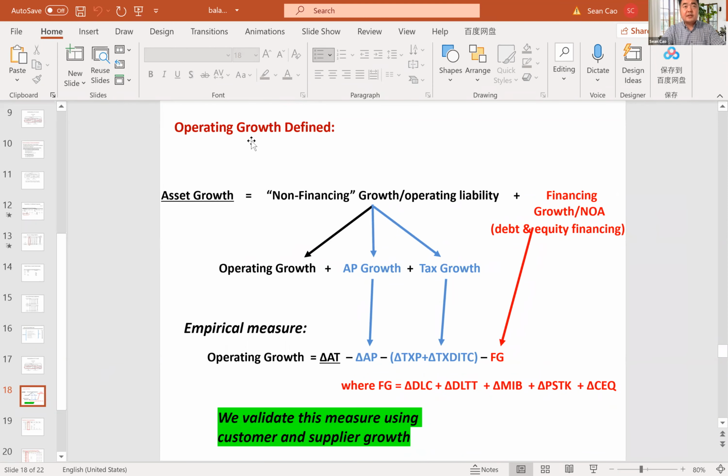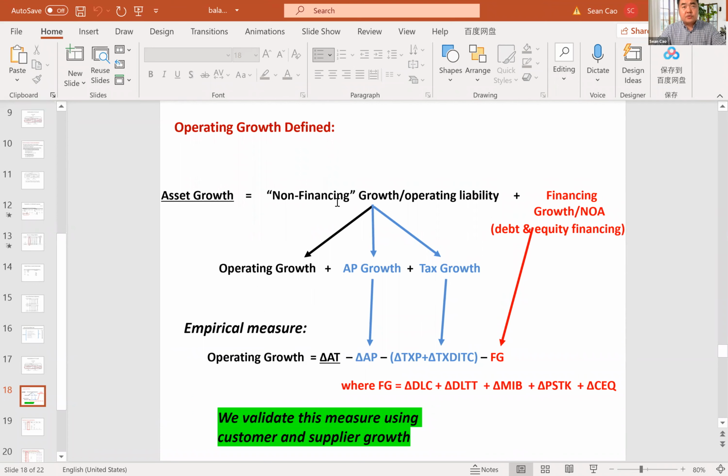So operating growth is basically asset growth financed by vendors and suppliers. That's the same thing, we just label it operating growth. So let's see how we actually understand the calculation of asset growth. Basically, how you understand the 250 variables and use them to construct the signal which can predict future stock returns. So asset growth is equal to two things.